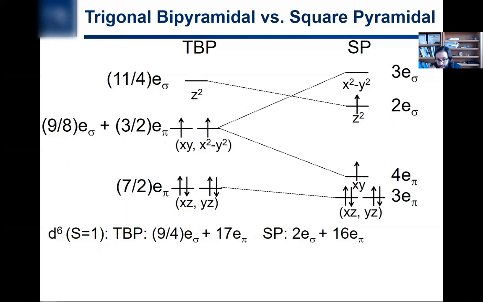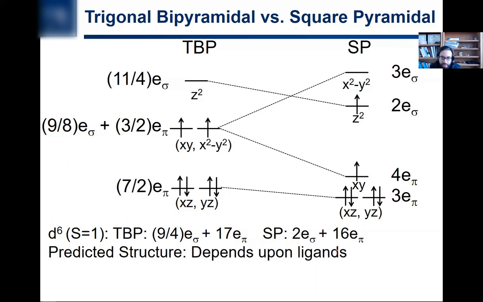What about S equals 1 for d6, where now we're okay having a triplet? 9/4 e sigma versus 2 e sigma. We've seen that before. Those are 0.25 e sigma away. That's awfully close. 17 e pi versus 16 e pi. That's going to be one of these cases, again, where if you have very sterically demanding ligands, because your e sigmas are very close, only 1/4 e sigma away, sterically demanding ligands are going to prefer the sterically more free geometry, the VSEPR geometry that has more space where the ligands are far apart from one another, which is TBP.